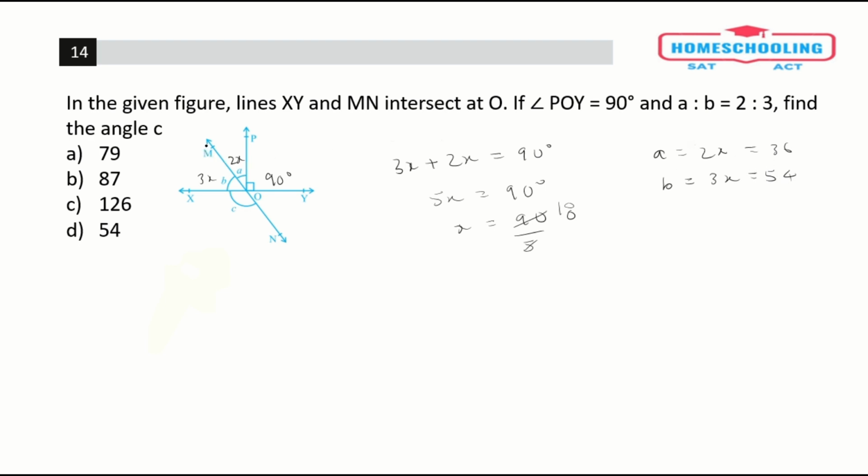So now let's see, this line. We have to find what is C. This is a line, so the sum of angle B and angle C would be 180 degrees. So angle B plus angle C is equal to 180 degrees. So B is 54 plus C is equal to 180 degrees. So C would be 180 minus 54, which is 126. So the correct answer would be C.